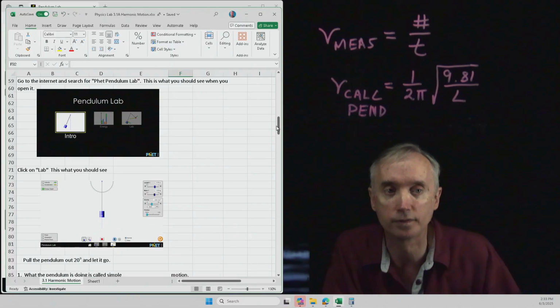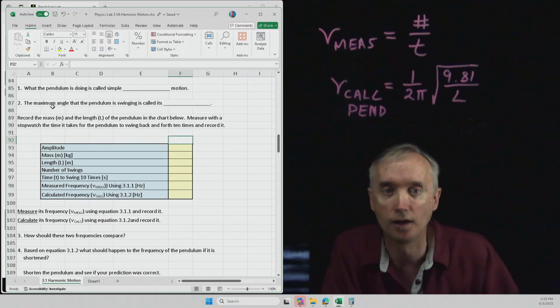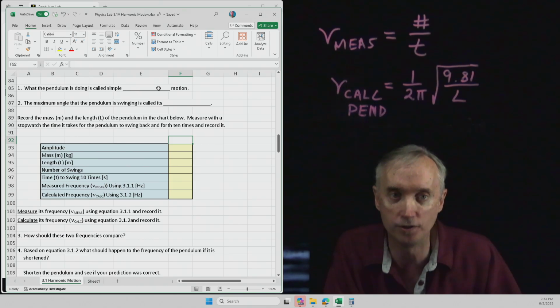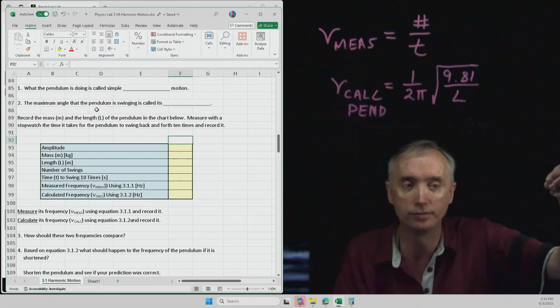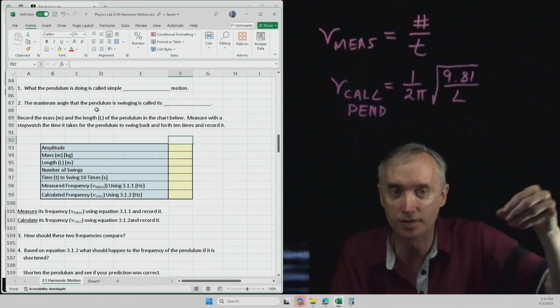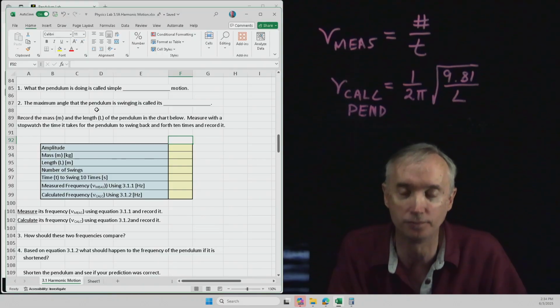So let's go back to the lab here and start filling in the chart. What the pendulum is doing is called simple blank motion. So the answer begins with the letter H. I'll let you figure it out. Write it in red. So what do you think the answer is? The maximum angle that the pendulum is swinging. So when you pull it out, that's the maximum angle. What's that called? It's going to begin with the letter A and end with a tude. So put it together.